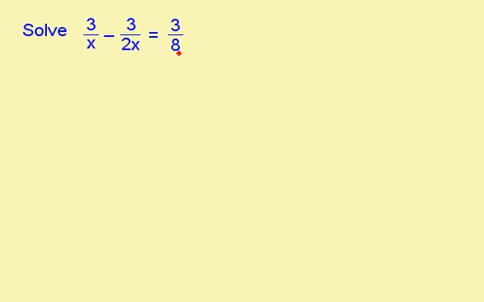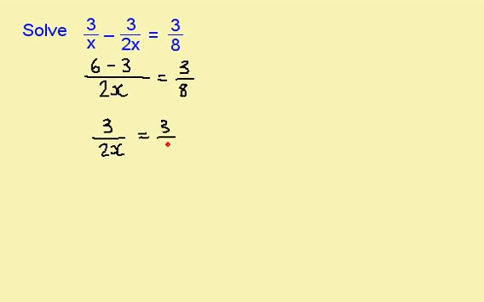We're going to solve this equation in exactly the same way, but this time x is in the denominator. We need to find a common denominator that x and 2x both go into, and that is 2x. x goes into 2x twice, so I'm going to multiply this 3 by 2 to give me 6. 2x goes into 2x once, so I'm going to multiply this 3 by 1, which gives me 3. Working this bit out gives me 3 over 2x equals 3 over 8.